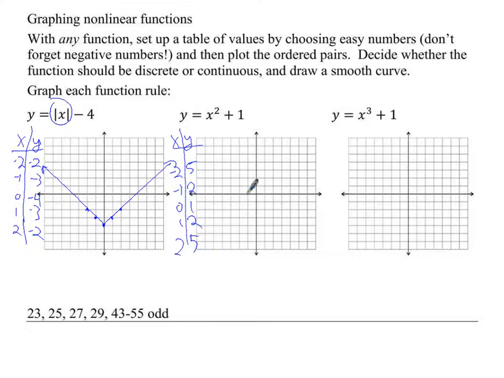-2, +5. So to the left 2, and then up 5 from there. And then -1, 2, so right there. And then 0, 1 is right there. And then 1, 2 is there. And then 2, 5 is there.